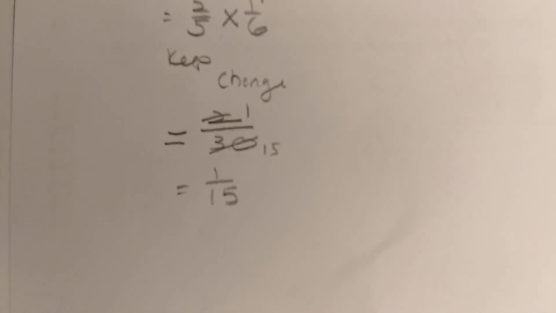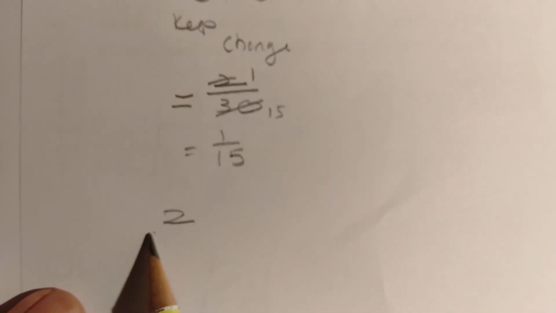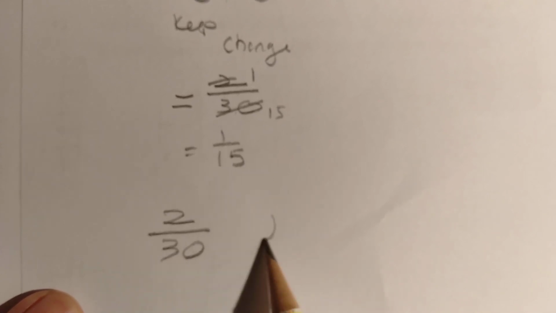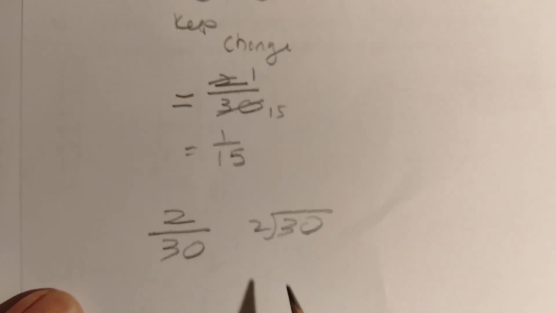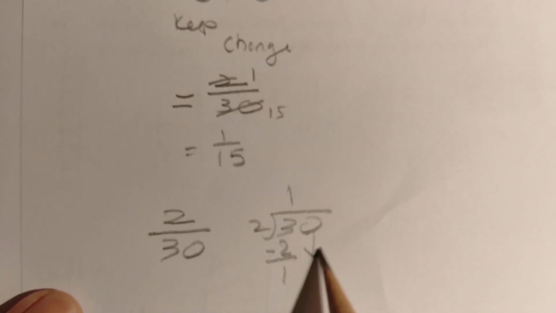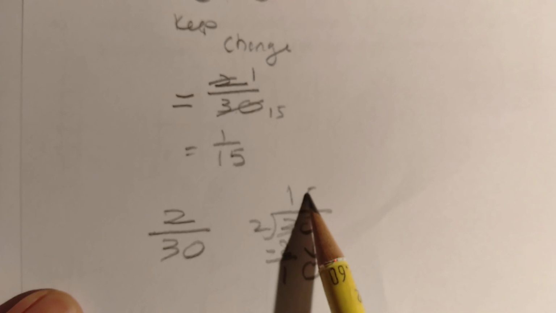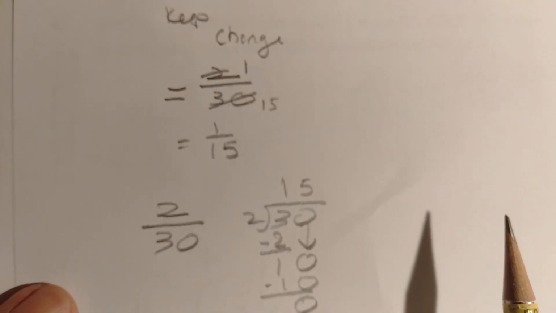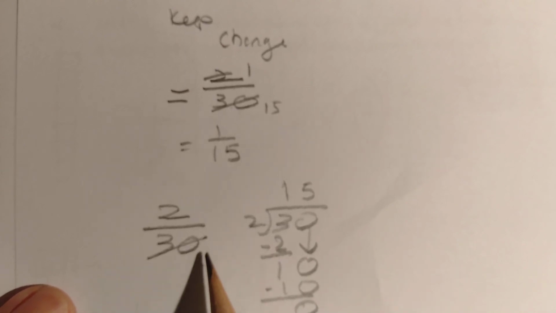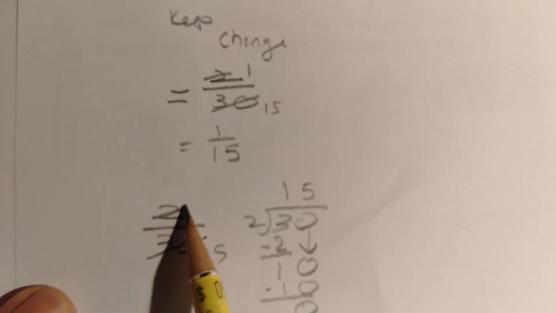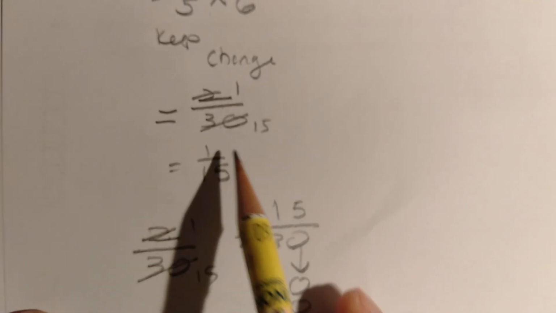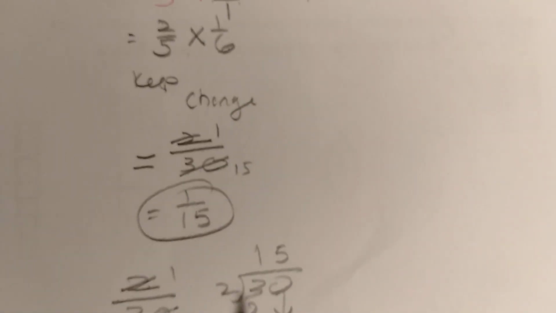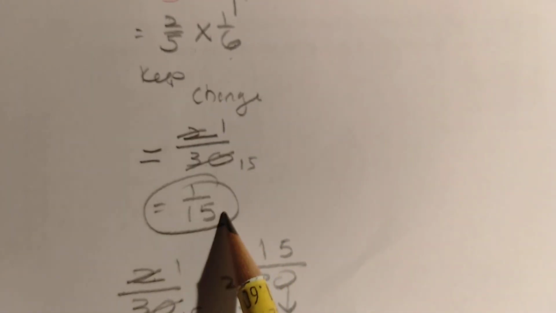Again, for my students who are not good at doing this, when they see 30 divided by 2, they can do this: 2 times 1 is 2. 3 minus 2 is 1. Bring this 0 down. 2 times 5, I get 10. I subtract, I get 0. This tells you when you divide 30 by 2, you get 15. You divide 2 by 2, you get 1. And they get this answer.